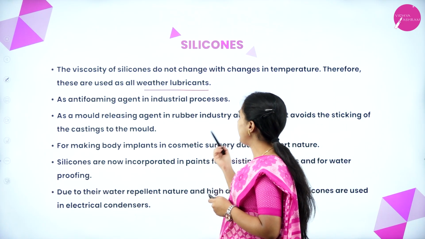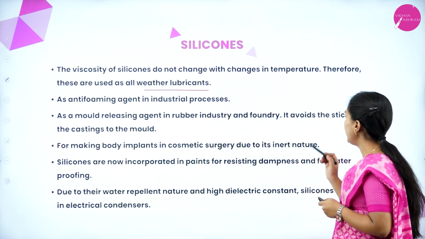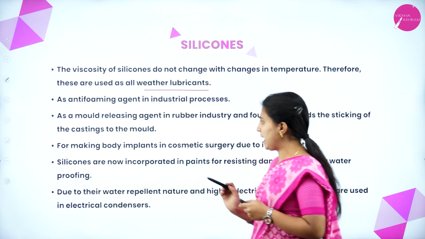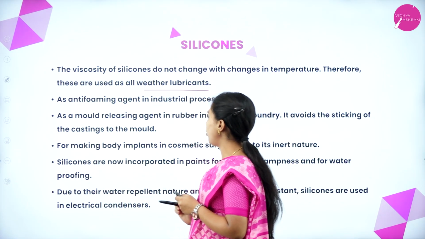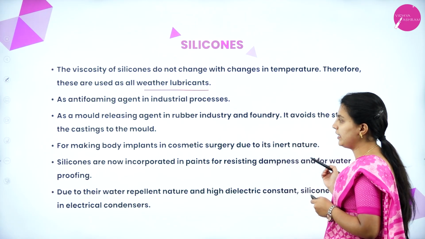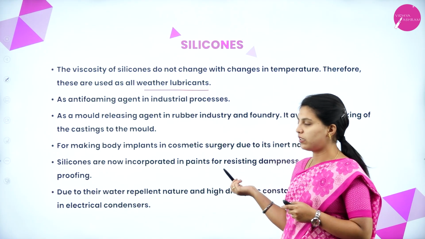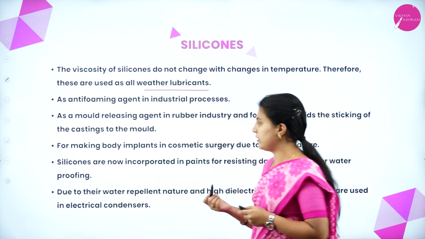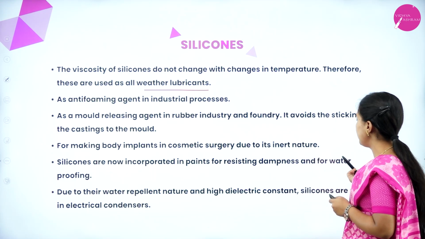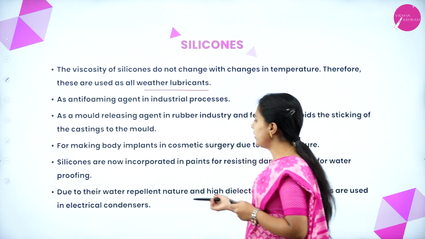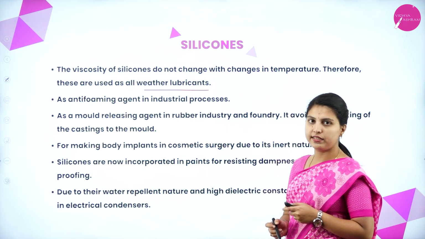They are used as anti-foaming agents in industrial processes, and as a mold releasing agent in the rubber industry and foundry, as it avoids the sticking of the castings to the mold. They are used for making body implants in cosmetic surgery due to their inert nature; due to their stability they will not react very easily. Silicones are now incorporated in paints for resisting dampness and for waterproofing. Due to their water repellent nature and high dielectric constant, silicones are also used in electrical condensers.